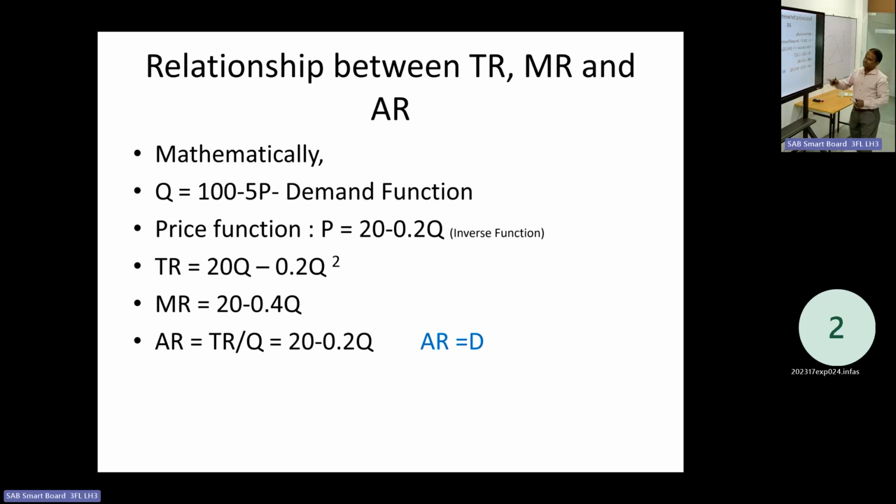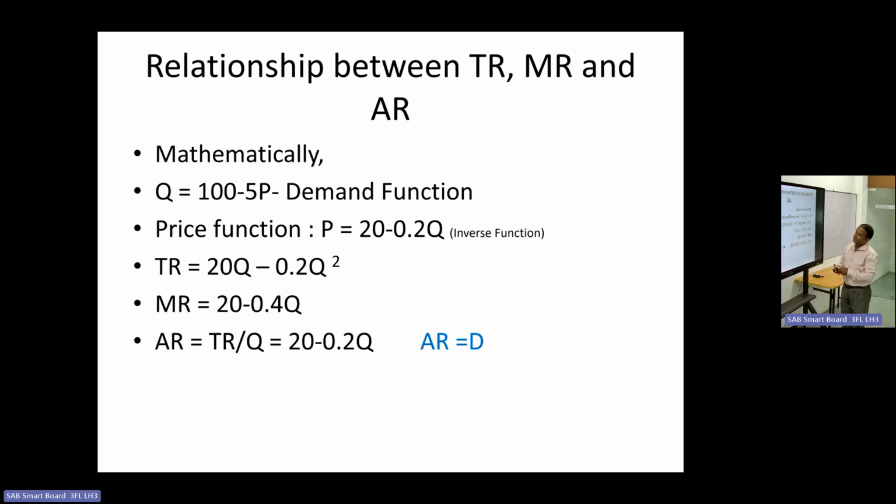Okay, so the MR, we can write it as 20 minus 0.4Q, right? So if you look at this MR, now our price function, the demand function, but the 0.2 here, what is it?